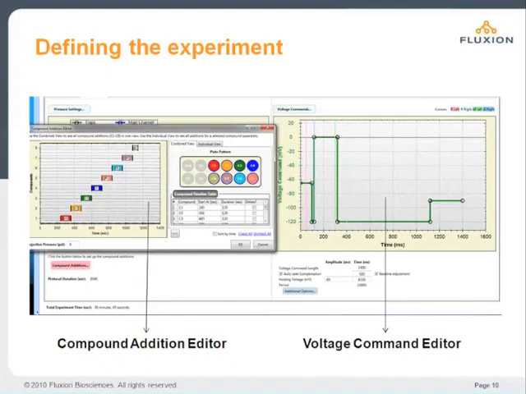With our notes in place, we are ready to proceed with defining the experimental sequence. Due to the time, I will skip the priming, patching, and breaking phases, which will take up the first 3 minutes of the run, and skip to the data acquisition phase, where we have our compound addition editor and voltage command editor. In this example, the compound addition sequence is fairly simple.